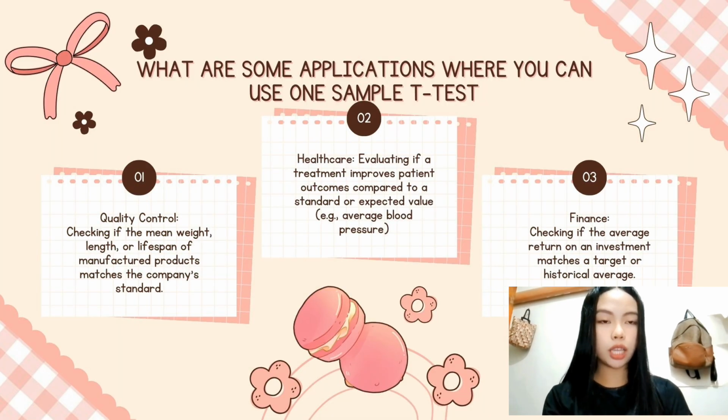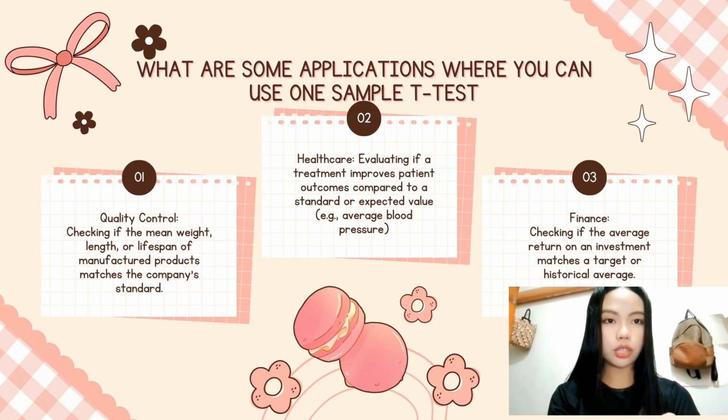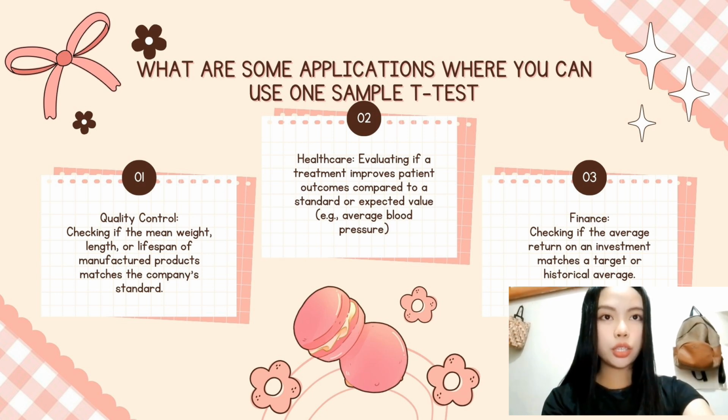So what are some applications where you can use one sample t-test? Number 1. We can use it in quality control. Checking if the mean weight, length, or lifespan of manufactured products matches the company's standard. Number 2. Education. Testing if the average score of a class matches a national or expected benchmark. Number 3. Healthcare. Evaluating if a treatment improves patients' outcome compared to a standard or expected value.